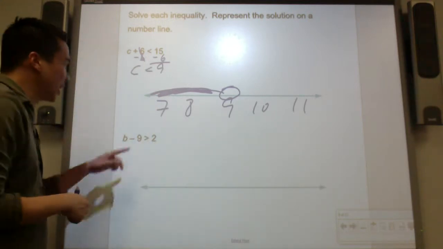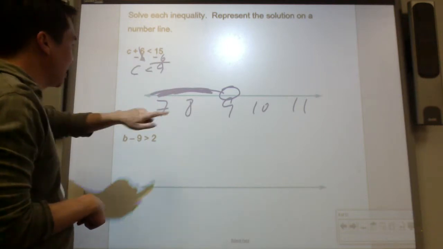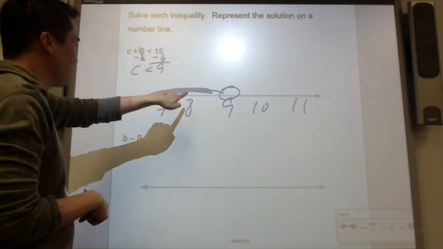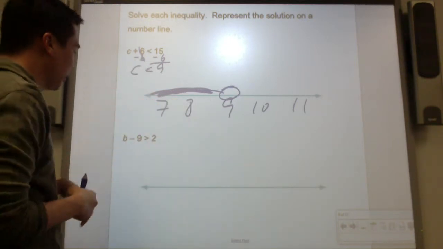Again, to check your work, plug it in. 7 plus 6 is 13, which is less than 15. Plug it in. 8 plus 6 is 14, which is less than 15. Plug it in. That's why it's facing to the left, and it's left of 9.